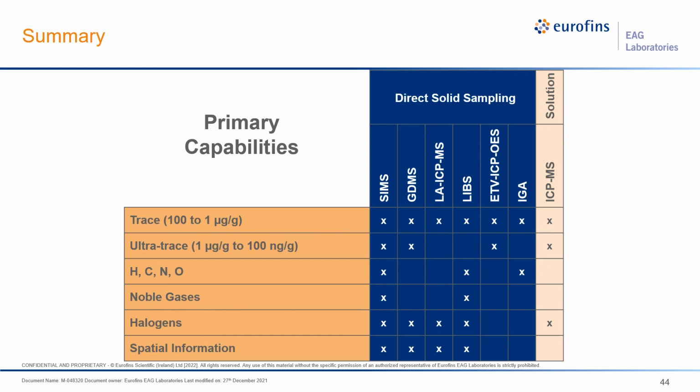And SIMS can provide quantitative noble gas analysis, whereas LIBS can provide rapid testing for their presence and distribution over a large area, here and here. SIMS, GDMS, and LIBS can provide spatial depth profiling information, but each have different sampling sizes and depth resolutions. It is also important to remember that a combination of these techniques may be needed to solve particular problems.